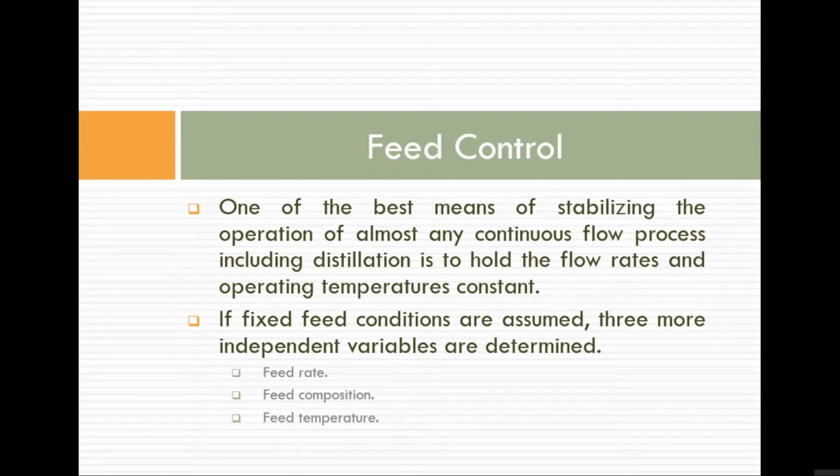Okay. So three variables are there if you are considering feed quality or feed capacity. One is feed rate, the second one is feed composition, and the third one is feed temperature. So please note, here we are not going to discuss feed composition. It is very important, but we are not going to discuss it. We are discussing feed rate and feed temperature.